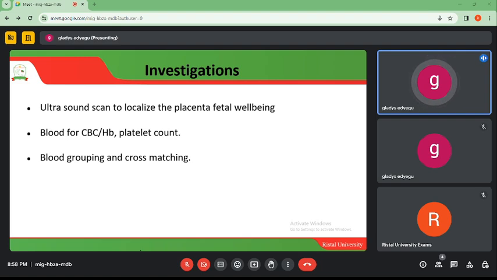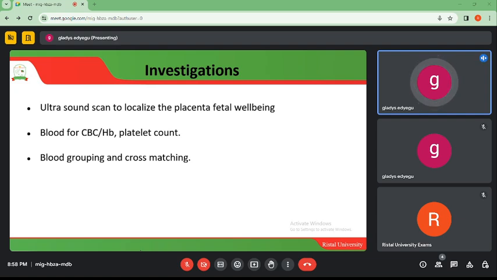because when you do the CBC, you are able to identify so many things. Even the HB estimation is there, and you can know about the platelets. So CBC is very important. Then also do the grouping and cross matching, especially when you're going to do the transfusion. You have to cross match your blood so that you know that really you're transfusing the right blood group to your patient.